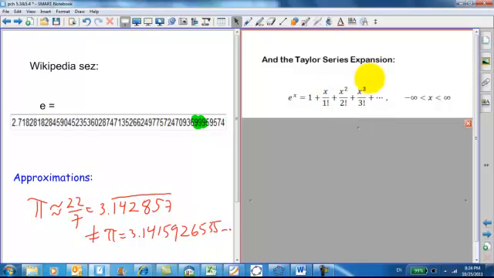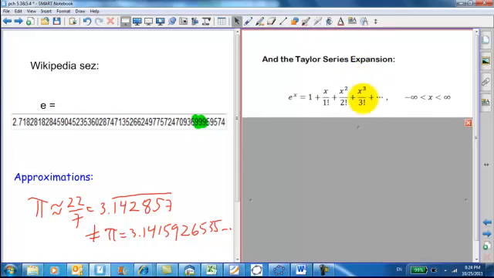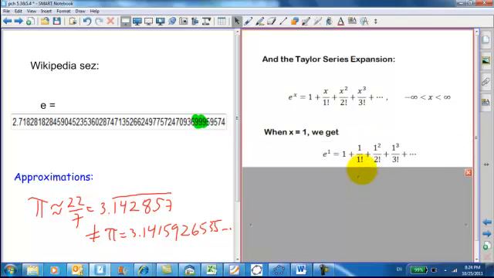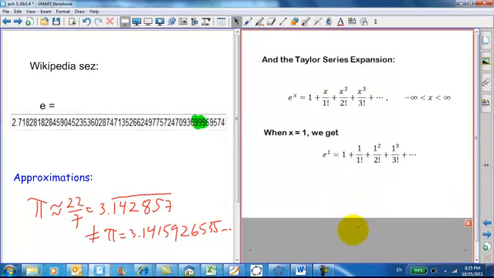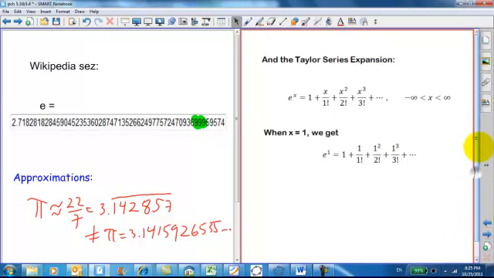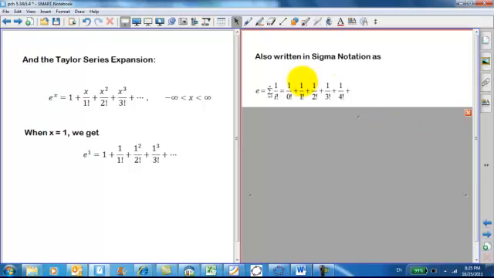So there's other ways to come up with e. You can look at e as part of this Taylor series expansion that you'll learn about in calculus. When x equals 1, you can replace all the x's with a 1 and simplify that down. And write it in sigma notation as well: summation from i equals 0 to infinity of 1 over i factorial. And all those get added.